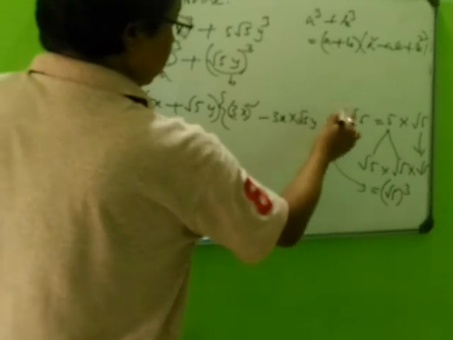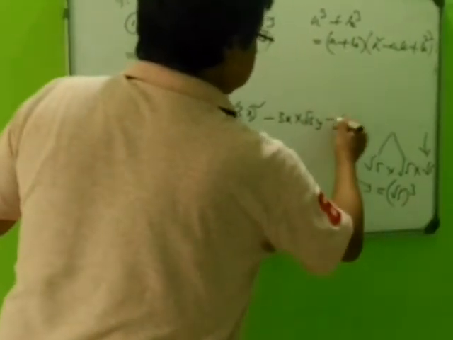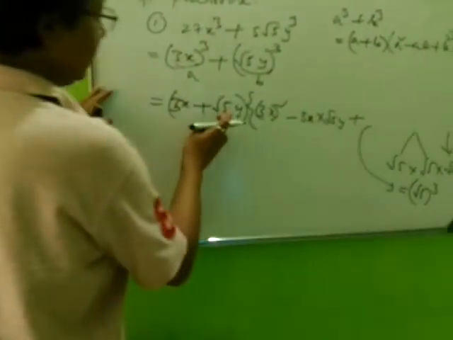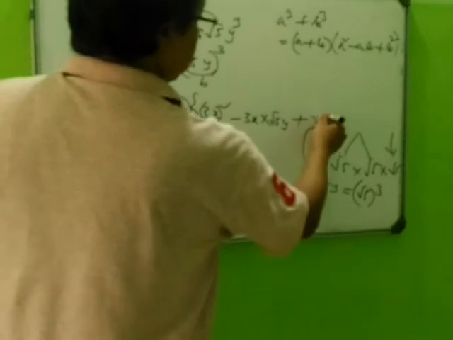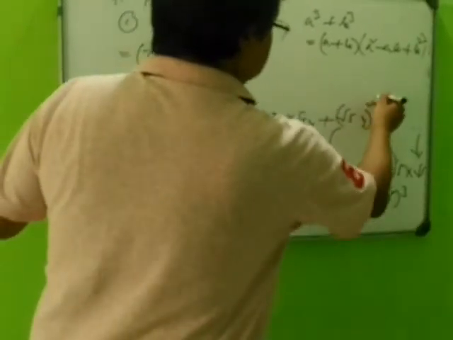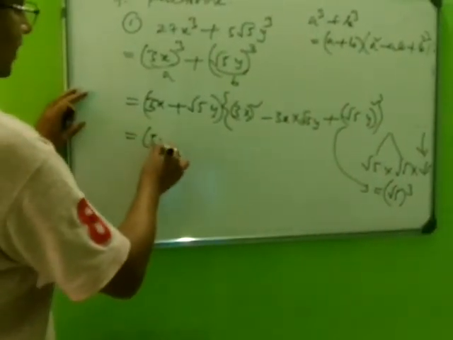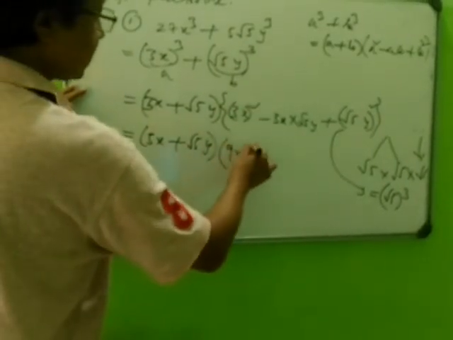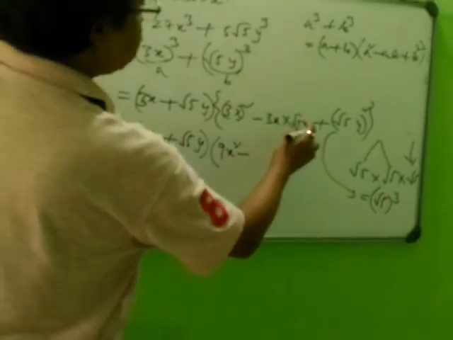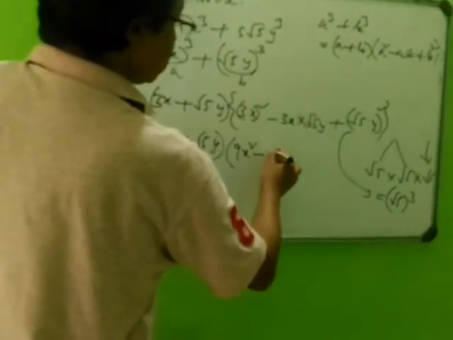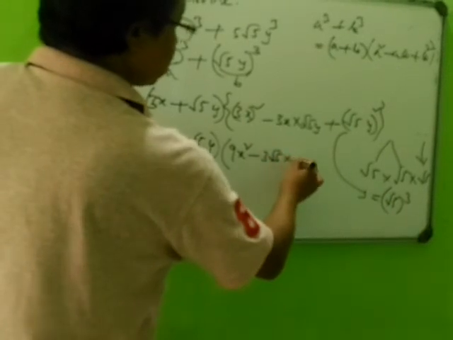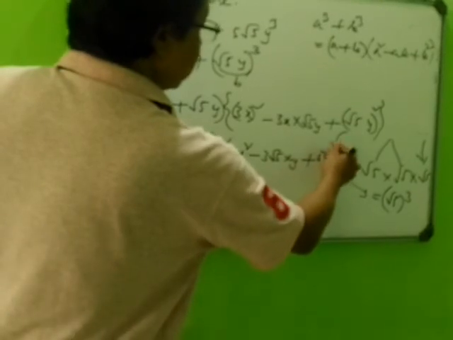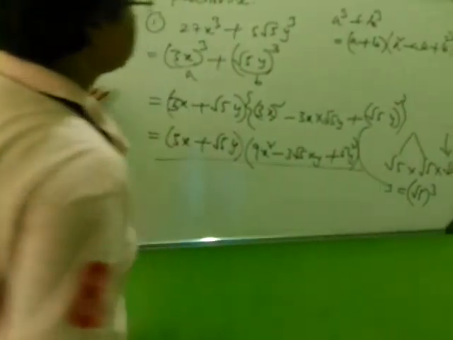Now this b is root 5y, so b square is root 5y whole square. So it equals 3x plus root 5y into 3 square, which is 9x squared, minus 3 root 5 xy, plus root 5 whole square, which is 5y squared. This is your answer. So these are the factors.